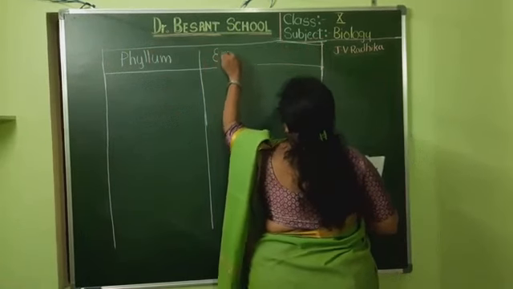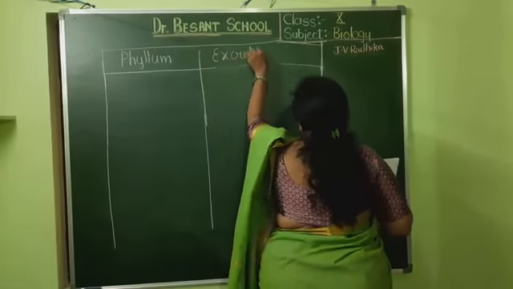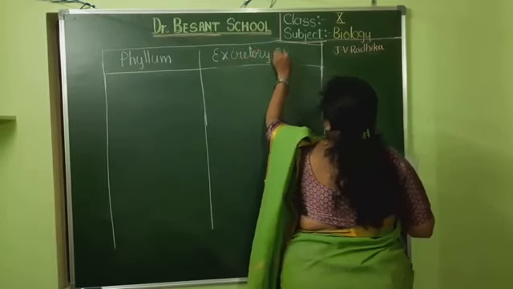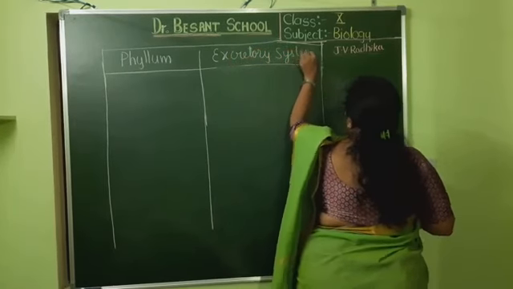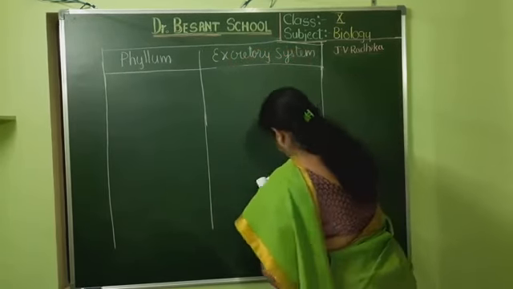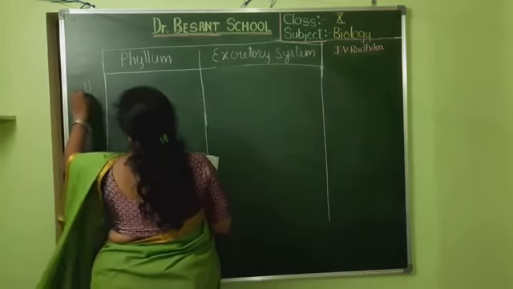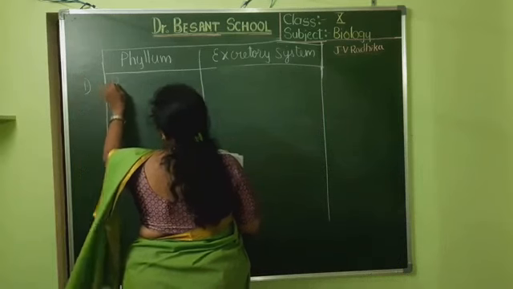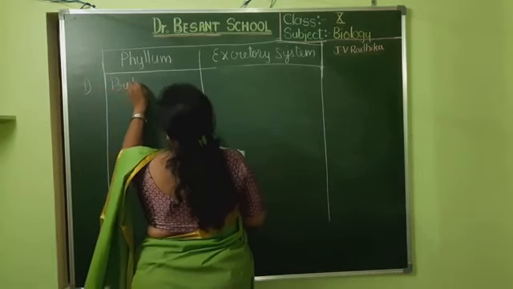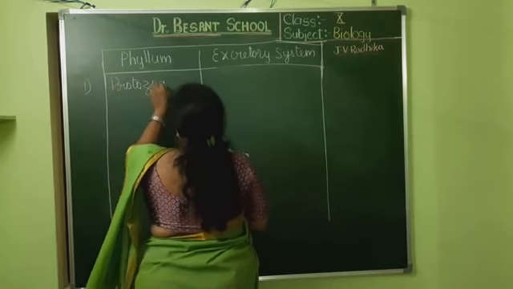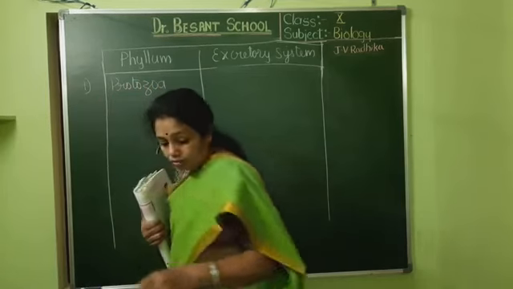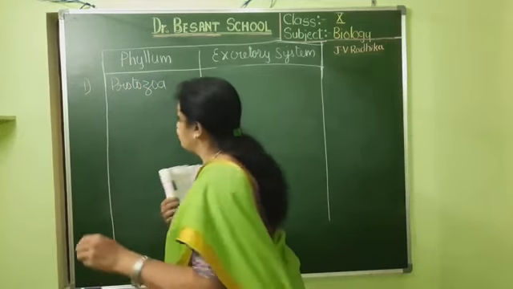This is the excretory system. Okay, the first one is what? First, what are the simplest animals? They are the protozoans, isn't it? In protozoa, you should remember examples also. I told you all that you must remember the examples.